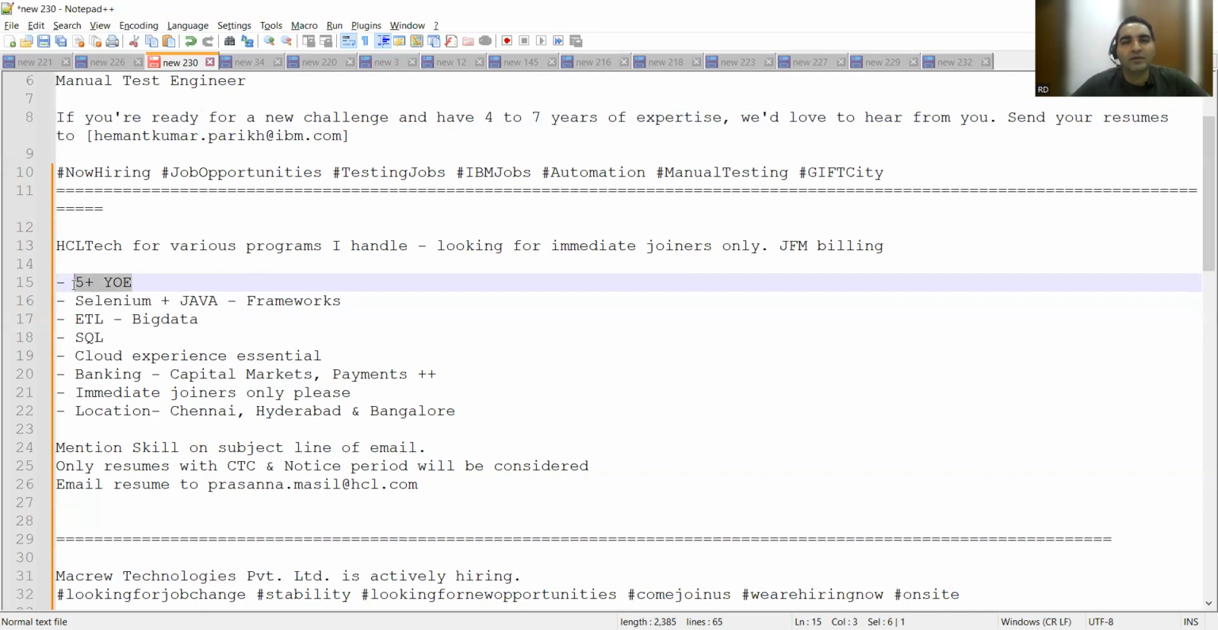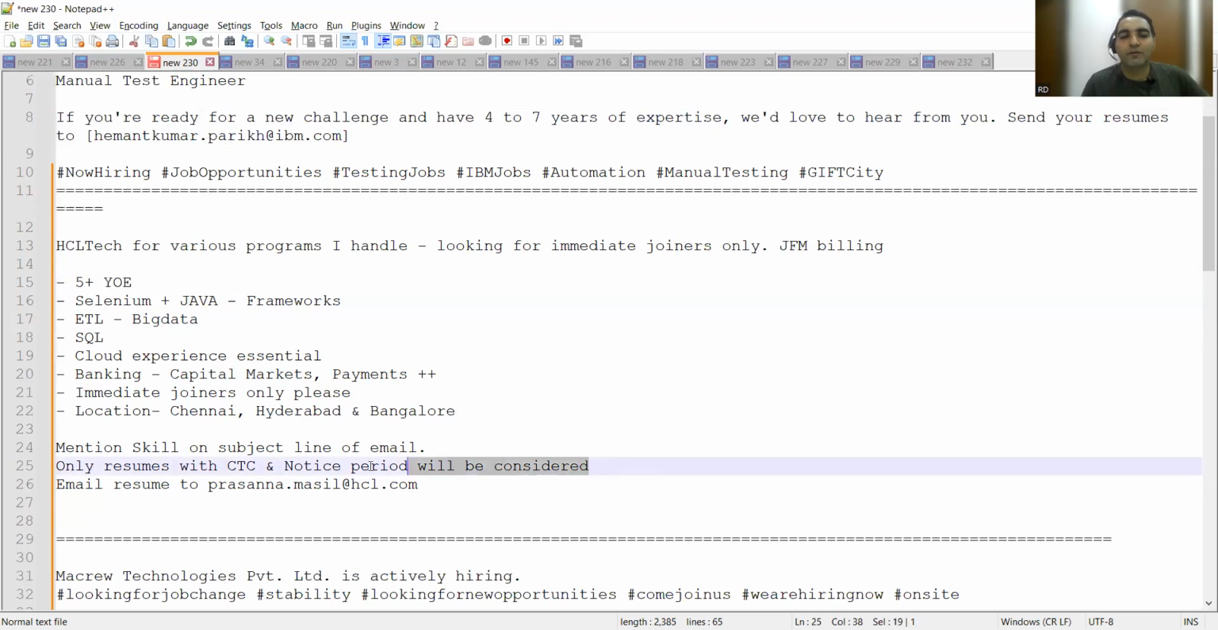I know this is something we have been facing these days. Every company has 2 or 3 months of notice period, but they are looking for immediate joiners. So what to do? We will try to cover that video as well very soon. Location is Chennai, Hyderabad, and Bangalore. In the subject line, you are expected to mention your skill, and resumes with CTC and notice period will be considered. So ensure you write CTC and notice period properly.